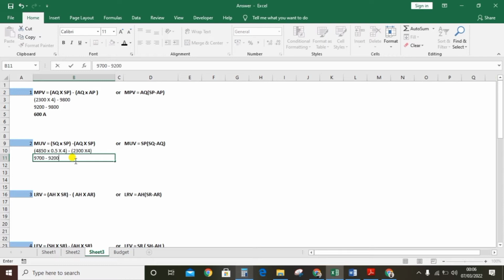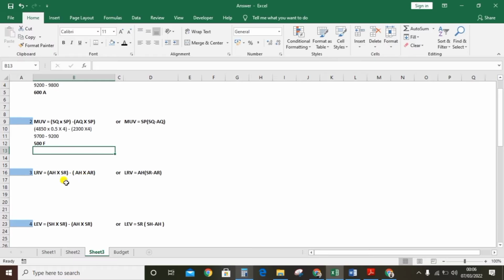9,700 minus 9,200. Here we need to compare the quantity. So SQ, this side is budgeted, AQ, this side is actual. So we budgeted the material usage expenses 9,700. What we spent, 9,200. So there's a 500 favorable because we spent 500 less than budgeted. So 500 is favorable.